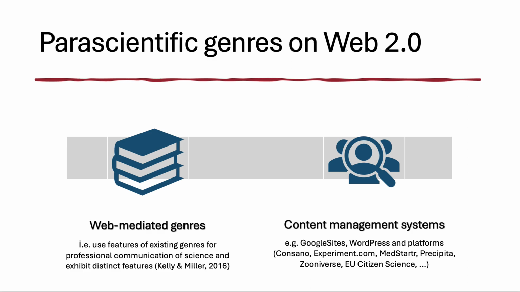Why are these genres called parascientific? They are called parascientific genres because they use features of existing genres for professional communication of science, but also exhibit distinct features because they target more diversified audiences. Some examples of parascientific genres are research websites, personal web pages, crowdfunding projects, and citizen science projects. We will see the first two in this video tutorial. To compose one of them, platforms such as Google Sites can be used.